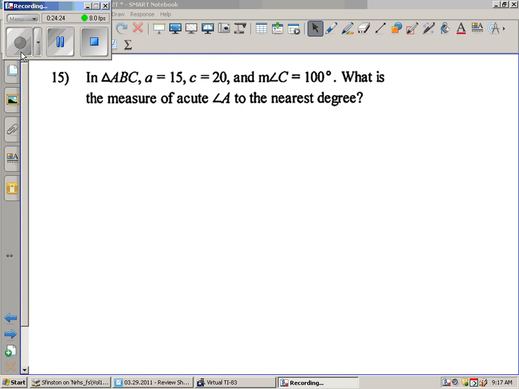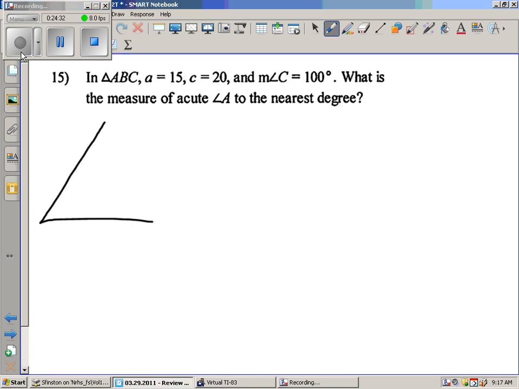Let's do this. Question number 15. We're going to draw a picture. Triangle ABC. That's A. Oh, B. Nice to see you. C. Welcome to the party. A is 15. C is going to be 20. And angle C is a hundo.